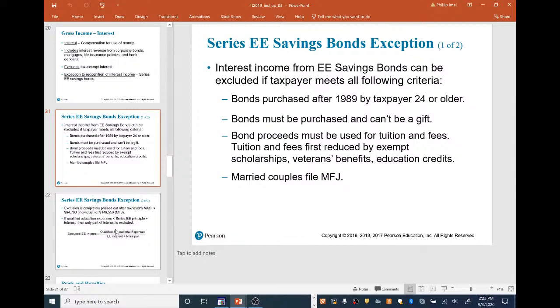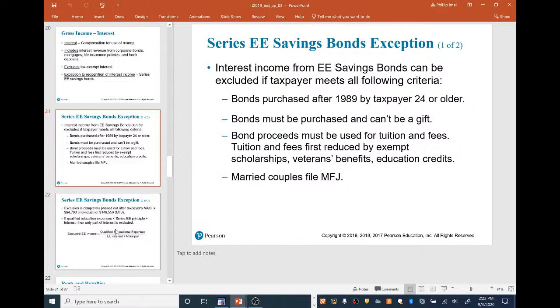You have to actually purchase them yourself. Bond proceeds must be used for tuition and fees. Tuition and fees are first reduced by exempt scholarships, veterans benefits, and educational credits. And for married couples, they must file jointly. So once again, an exclusion is also available for interest on Series EE U.S. savings bonds if the proceeds are used to pay for certain college expenses for the taxpayers or dependents.